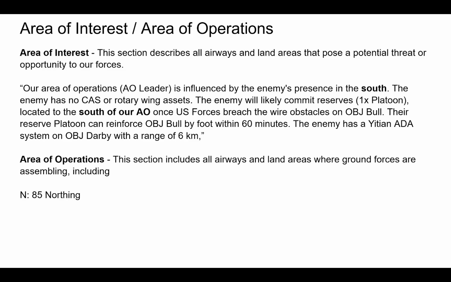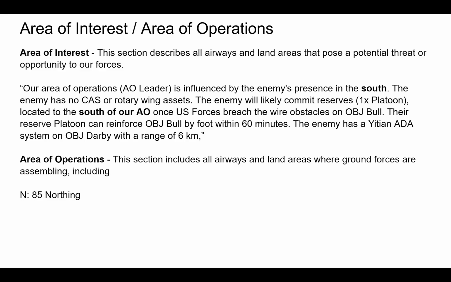So area of operations, which in this operation is going to be titled AO Leader, is influenced by the enemy's presence in the south. The enemy has no CAS or rotary wing assets. The enemy will likely commit a reserve platoon located to the south of our AO once U.S. forces breach the wire, so this is going to be an attack operation. Once the U.S. forces breach the wire obstacles on Objective Bull, their reserve platoon can reinforce within 60 minutes. The enemy has an ADA system, so that's an anti-air system, on the objective with a range of 6 kilometers.